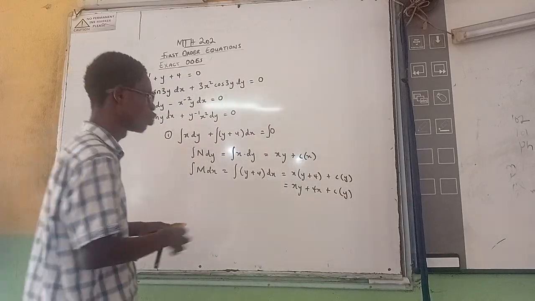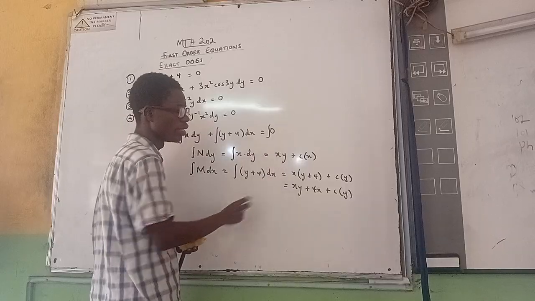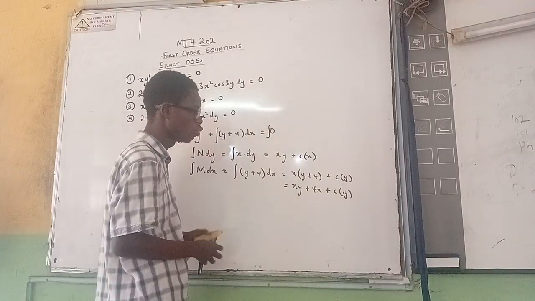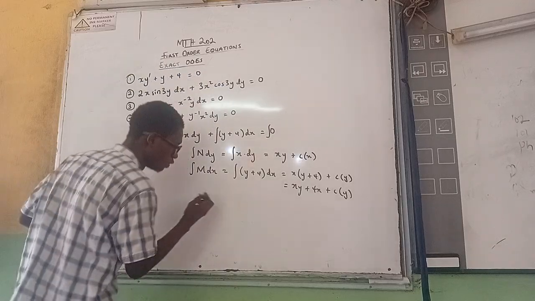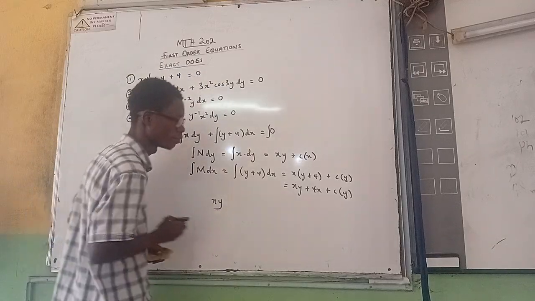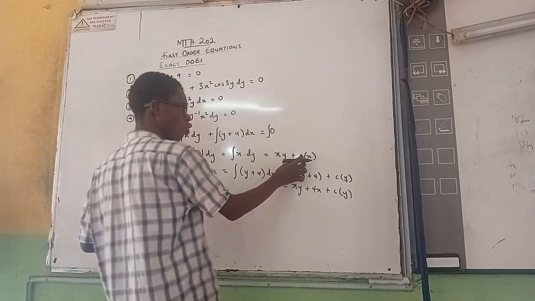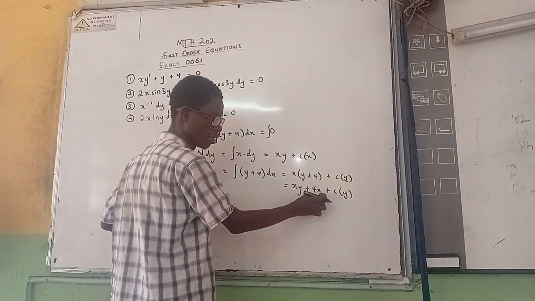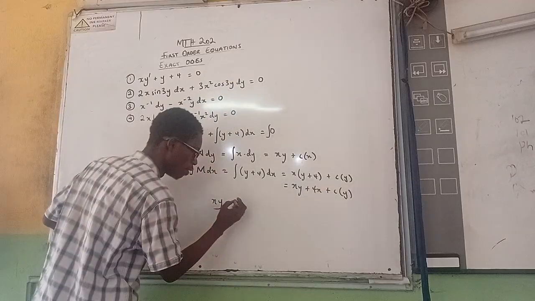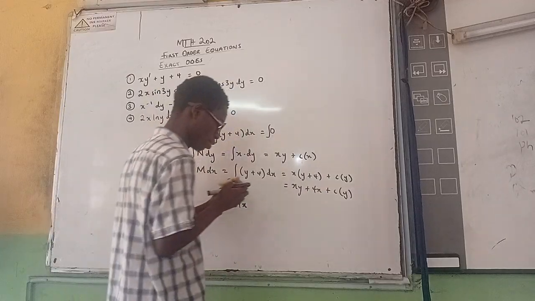So what do we do next? We compare the answer we got here and the answer we got here. And what do we see? xy is in both of them. So basically, xy is part of the answer, xy plus the constant of x that we are looking for. We check it here and we find it here. This is the constant of x we are looking for, and it is 4x.